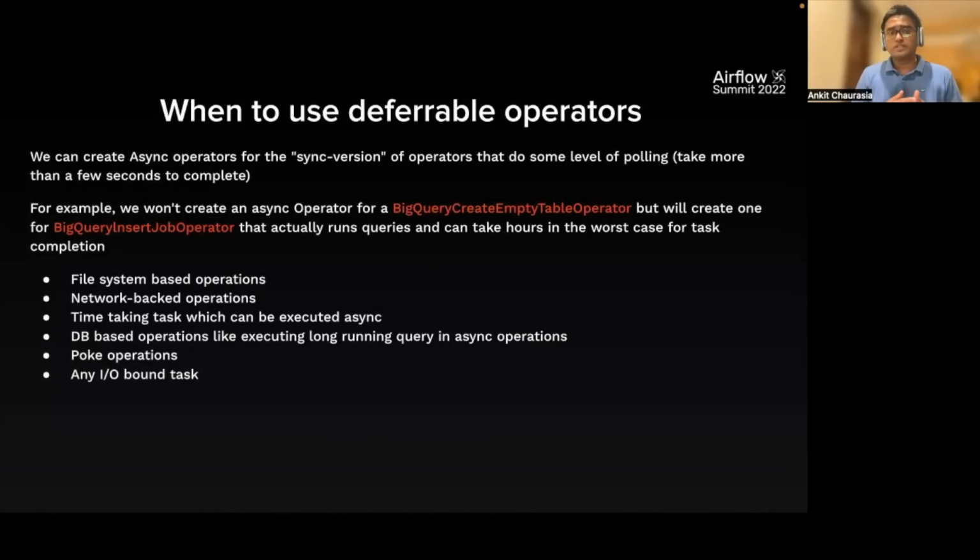So now let's talk about when we should use deferrable operators. We can create async operators for any sync version of an operator where we want to do some sort of polling, right? Wherein the task takes a certain amount of time to complete and we want to keep on polling the status of that task. But for example, we wouldn't want to create an async operator for, let's say, the BigQuery create empty table operator, because it will take a really small amount of time to run, right? Important use cases for deferrable operators could be file-based operations, any input-output bound tasks, right? Network-backed operations, basically any DB operations like executing a long-running query, poke operations, and so on.